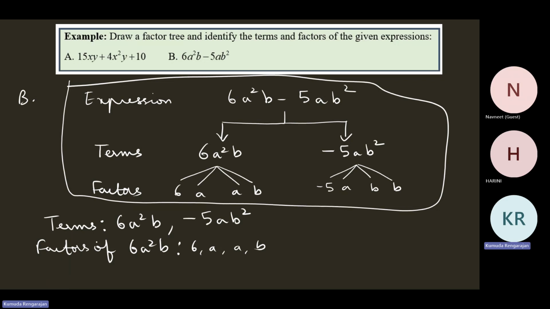Okay. Factors of 6a square b we've written. Next, Harini, factors of? Ma'am, factors of minus 5ab square. Minus 5, comma a, comma b, comma b. So sometimes your teacher will say put 'and', so follow your teacher. Supposing she says 5, a, b and b, you write 'and b'. That's okay. Or you can put comma b.